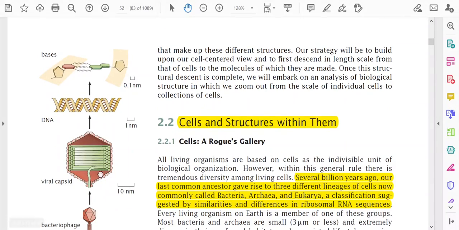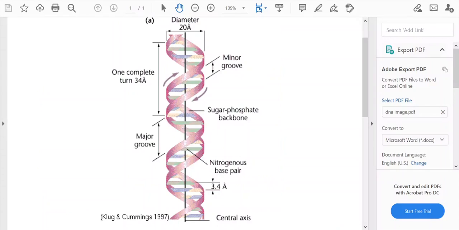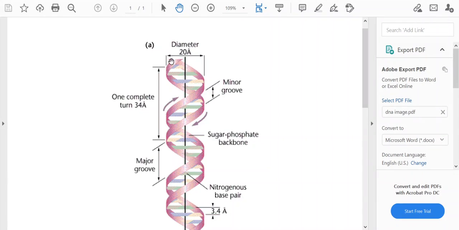You see the figure, if we apply the 10-fold magnification, then we are able to see this DNA molecule. Now the DNA molecule itself has a characteristic cross-sectional radius of roughly 1 nanometer and a length of 3.4 nanometers per helical repeat. I will show you in some more detail. This is the diameter. This is a helical structure.